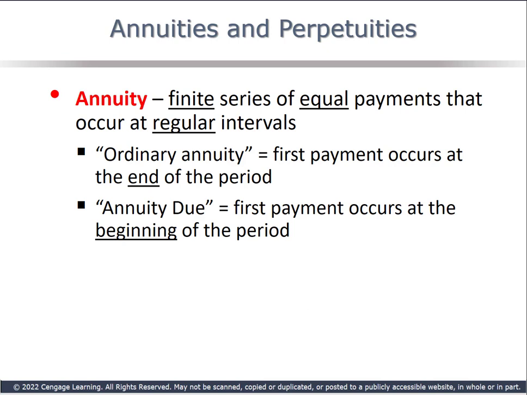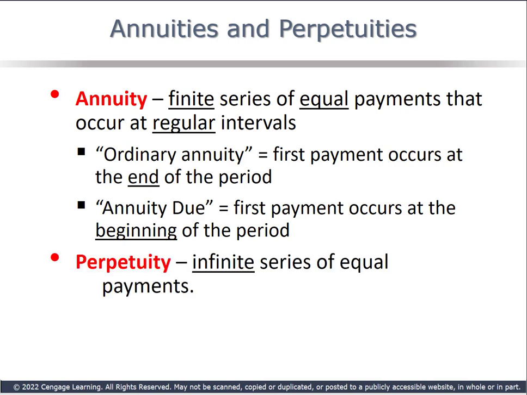An annuity due is one in which the first payment occurs at the beginning of each period. A variation of an annuity is the perpetuity: equal payments, equal intervals, but the period is infinite. Preferred stock, which we cover in Chapter 9, is a perpetuity.